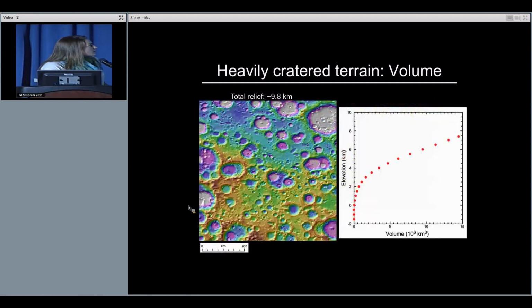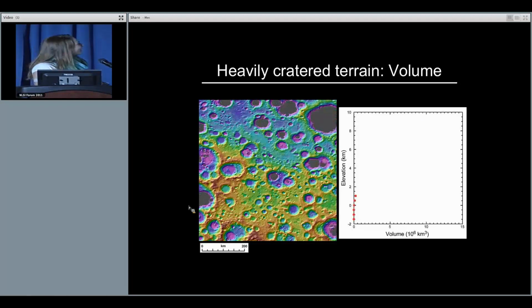The first area is the heavily cratered terrain. It's got a relief of just under 10 kilometers total. So here's an image showing my entire study area here, 600 by 600 kilometers. And over here on your right, I'm showing you a graph of the elevation and volume change. And what you can see here is initially you have this stage where there's not much increase in volume, but then you reach a certain point where the volume increases by a factor of 34. So I'm going to show you an animation of this.